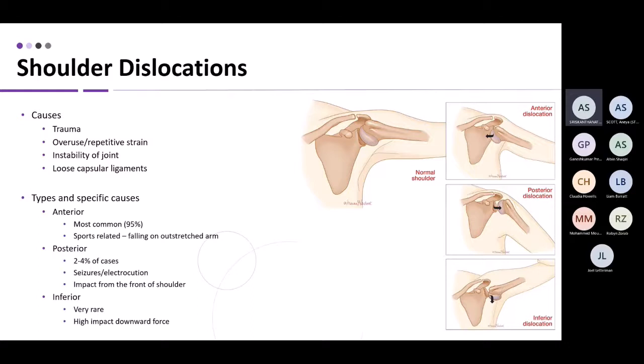And then inferior shoulder dislocations. This is very, very rare, but this is where the humerus gets displaced downwards. It's more related to specific mechanisms in trauma, and it would require a specific type of movement and quite a lot of violent force to push it down.